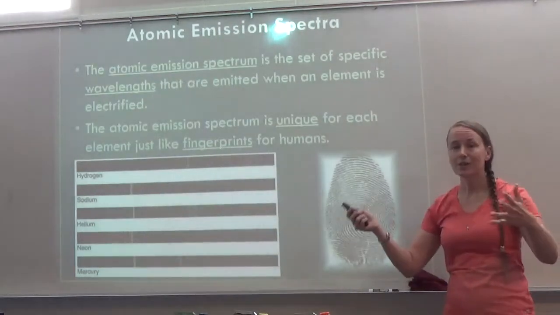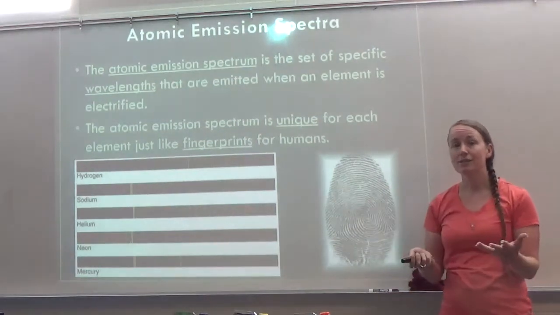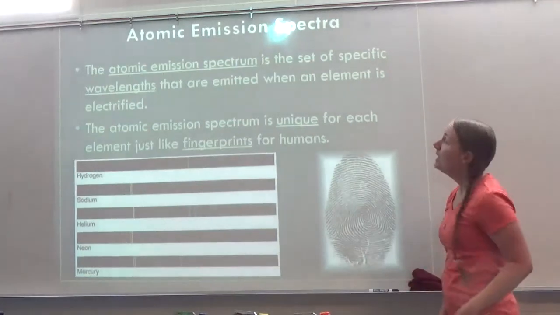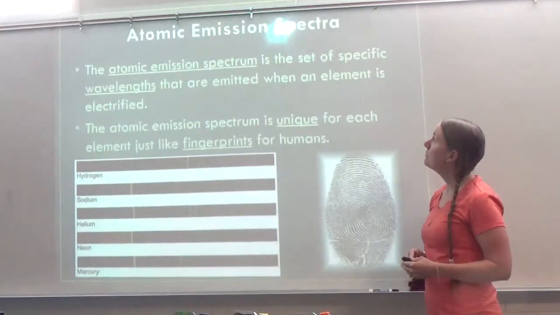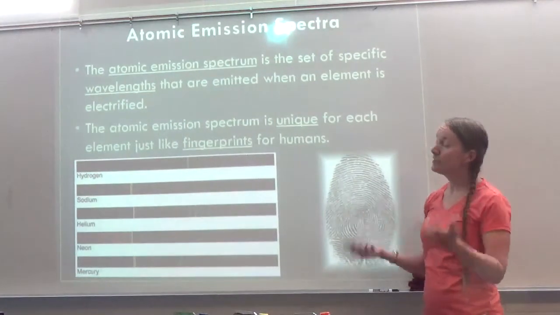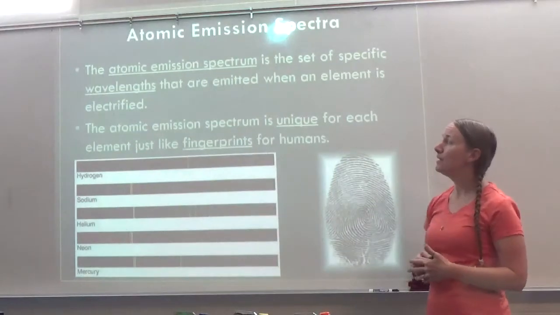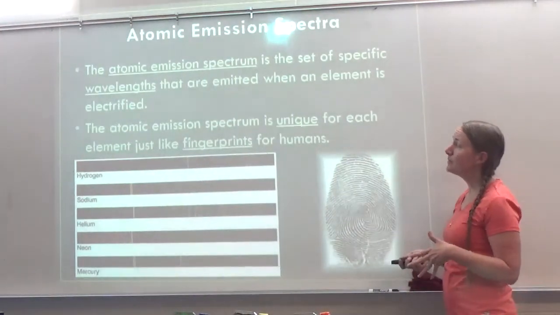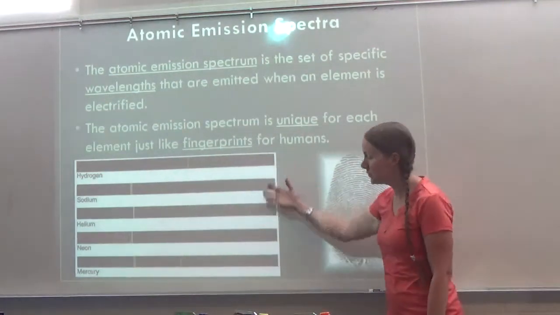So again, what does all of this have to do with electrons? Well, electrons, when they move energy levels, they can emit light, which is a wave. All right, so the atomic emission spectrum is the set of specific wavelengths that are emitted when an element is electrified, or it could be heated, or it could just go through a reaction. The atomic emission spectrum is unique for each element, just like fingerprints for humans. Now, of course, I understand that the camera is probably not showing this very well.